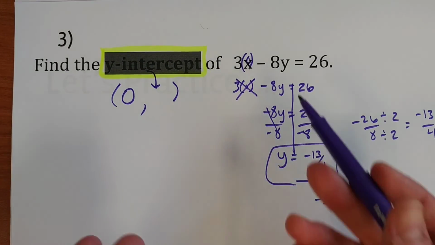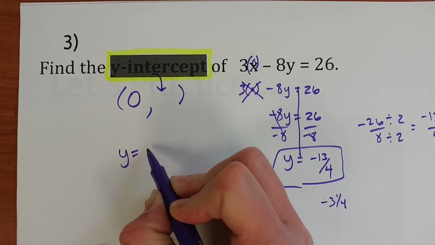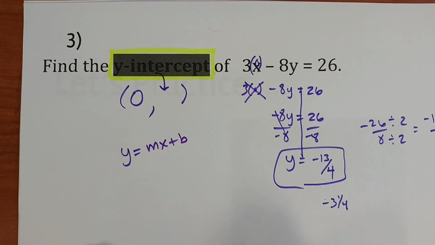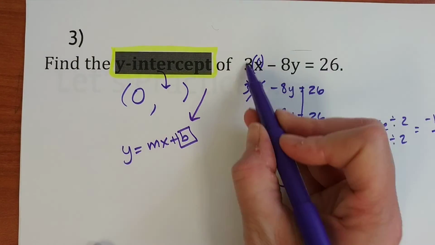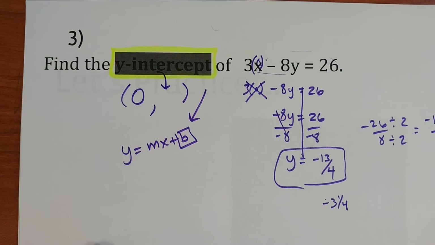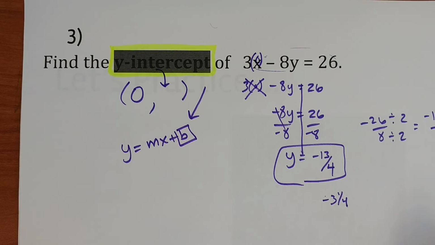Now, I also could find the y-intercept by taking this equation and rewriting it. Think about the slope-intercept form of a line. You know that this right here is your y-intercept. So I could take this equation and rewrite it, y equals mx plus b, and find the b, because that's the y-intercept. That's another way of doing it.